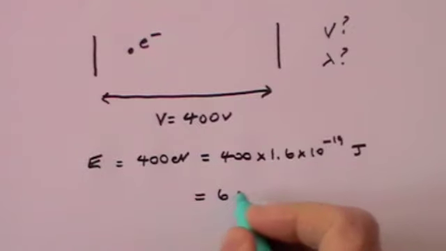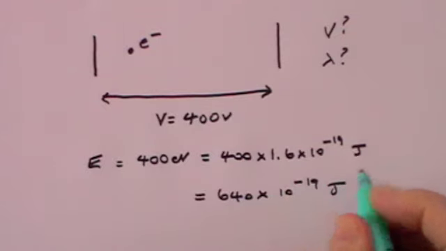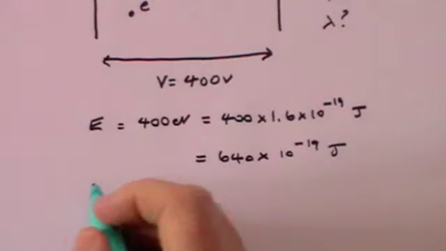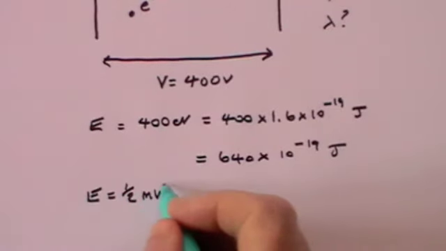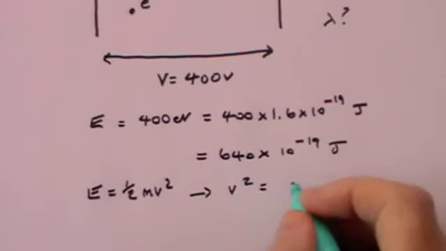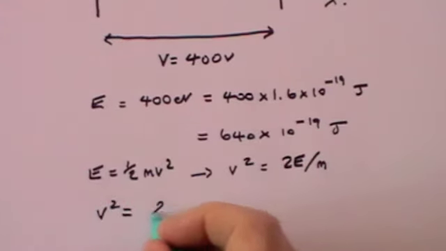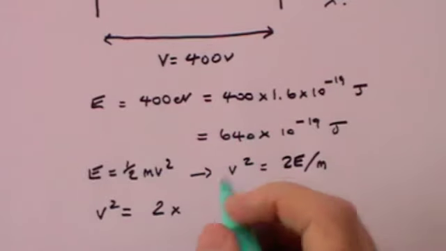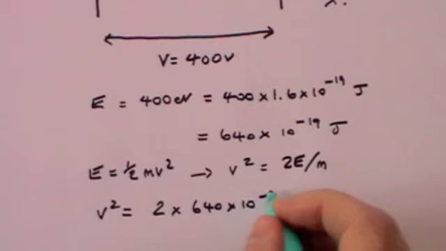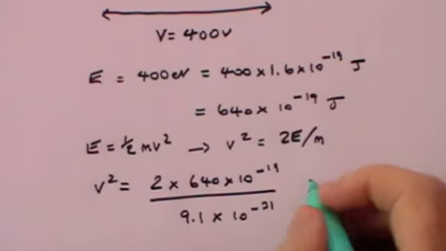And that equals 640 times 10 to the minus 19 joules. Energy, of course, is half mv squared. That's the kinetic energy. And so consequently, that leads to v squared equals 2E divided by m. So v squared is going to be 2 times the energy, which we just identified, 640 times 10 to the minus 19, divided by the mass of an electron, which you would be given, 9.1 times 10 to the minus 31.